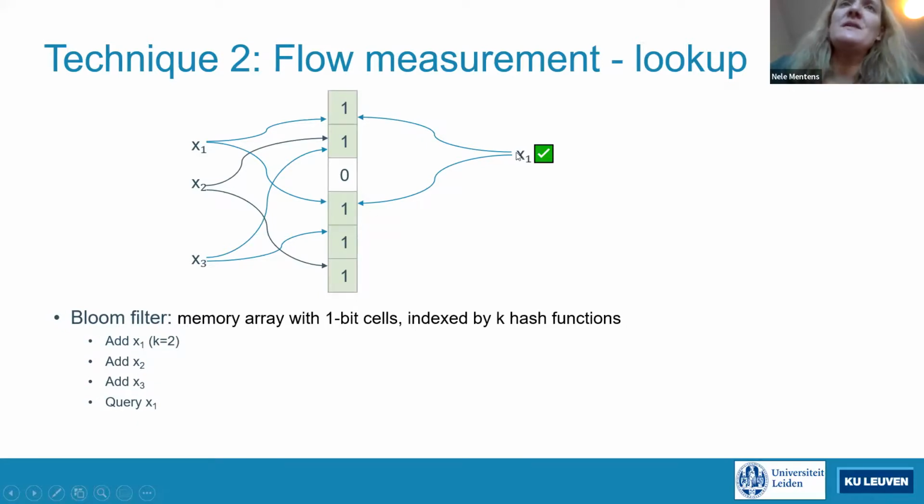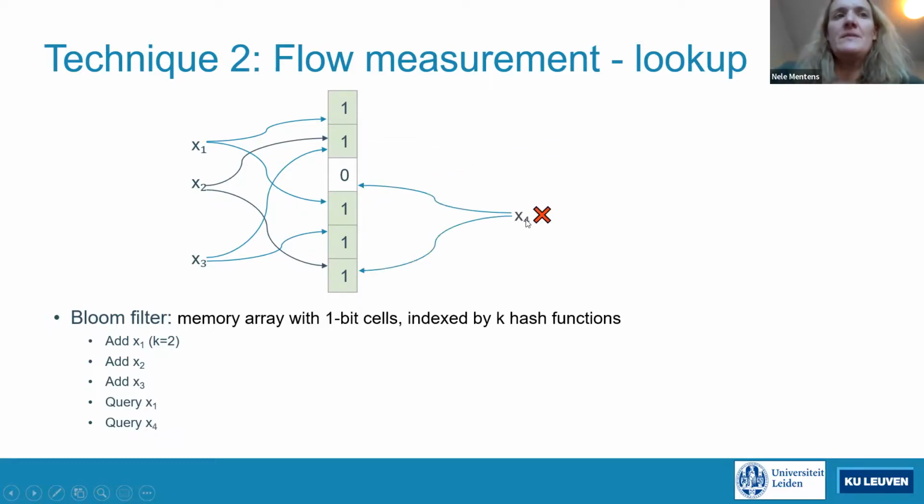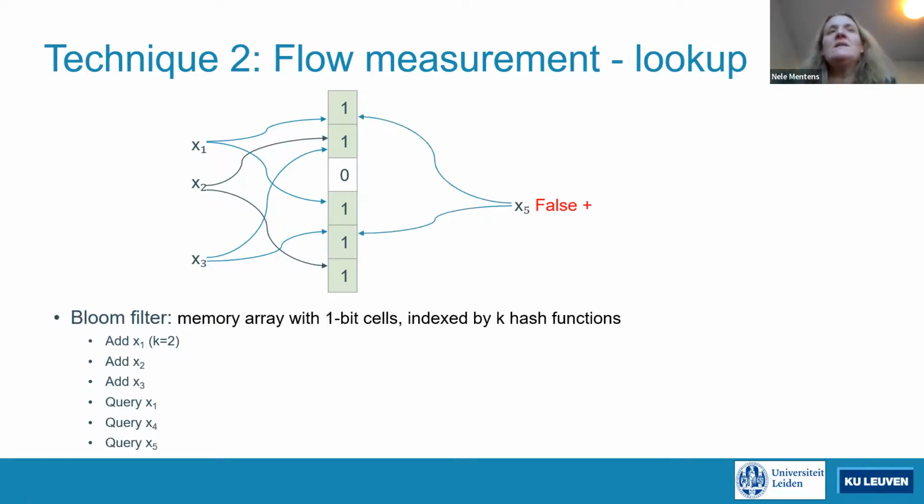So we need to check if x1 is part of this memory or not. We take x1, and we perform hash functions h1 and h2. We check if there are 1s in the memory. Yes, there are 1s, so we say x1 is present in the memory. We do the same for x4. H1 leads to this location, H2 leads to this location. There's a 0 in this location, so we can say x4 is not part of the memory array.